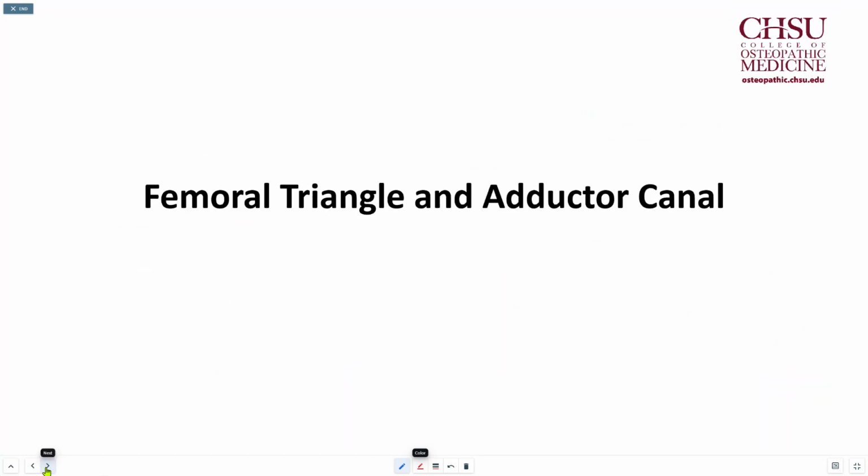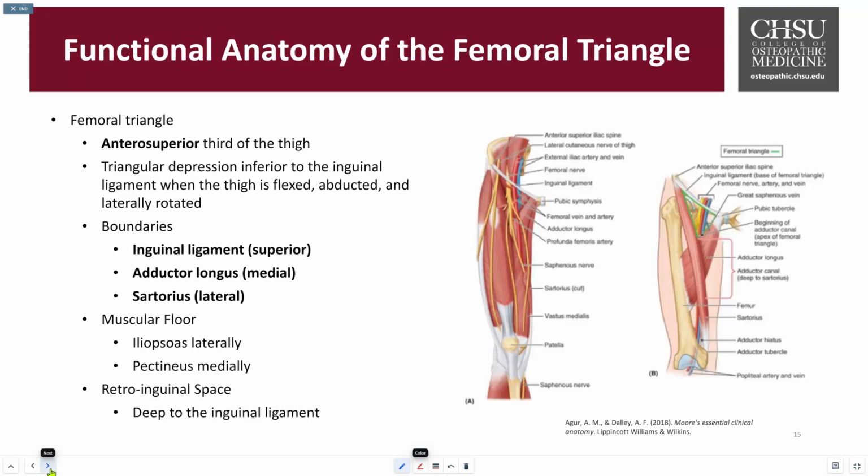Let's take a look at the femoral triangle and the adductor canal. So the key features of the femoral triangle are as follows. First, location and appearance. This is a triangular region situated right below the inguinal ligament at the upper part of the thigh. It forms a distinct triangular depression, and it creates this noticeable region when the thigh is flexed, abducted, and laterally rotated. So when you do that position, you can see a little bit of that triangular impression.